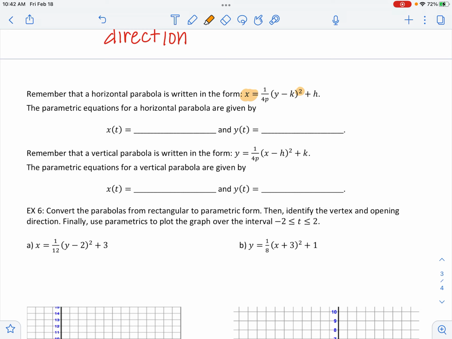So this is how you're going to get it. It's going to be the h value of the vertex, and then plus the p value, this p value here, times t squared. It's going to be your quadratic, so that t squared is on the x because this is an x equals. I shouldn't say on the x, it's in the x equation. That's how I remember it. Then you have the k value of the vertex plus 2 times the p value, t.